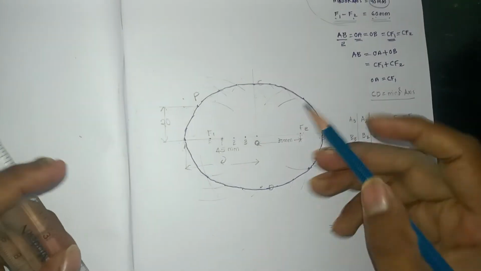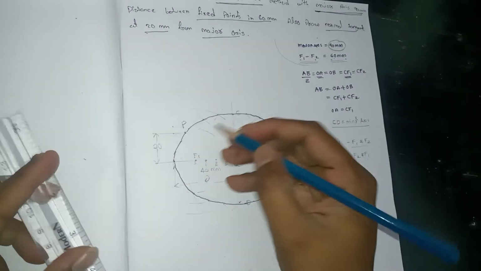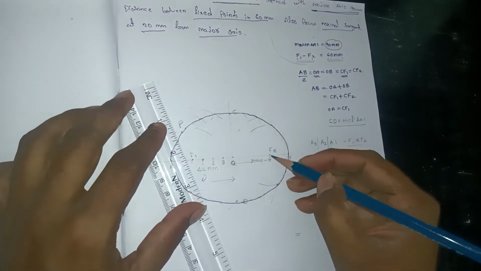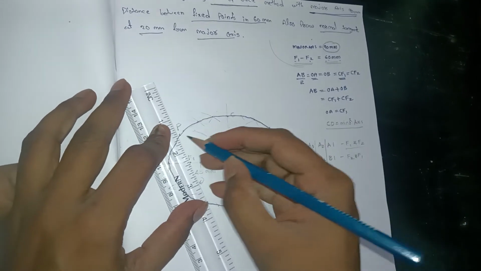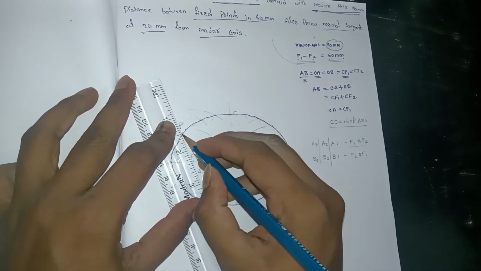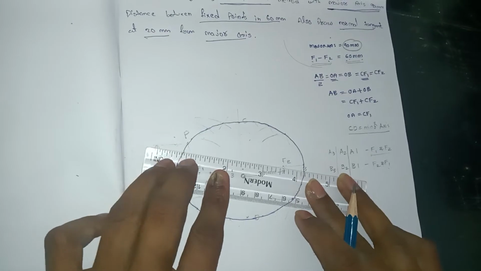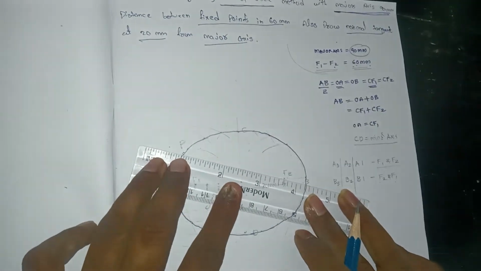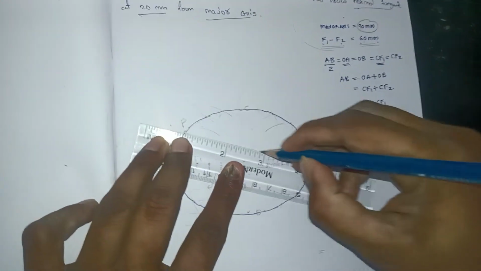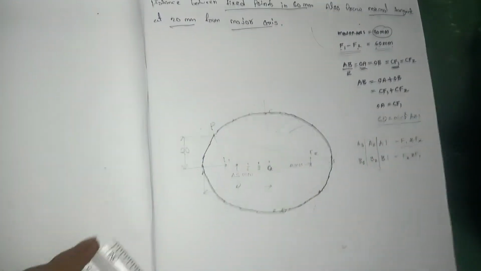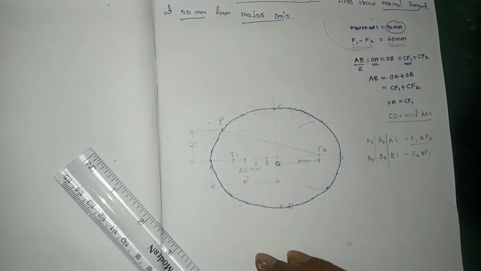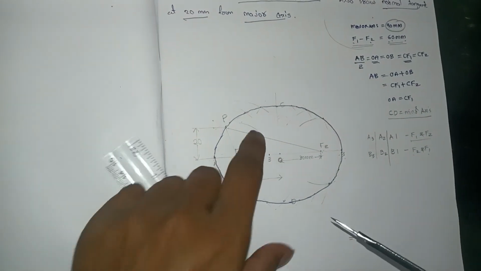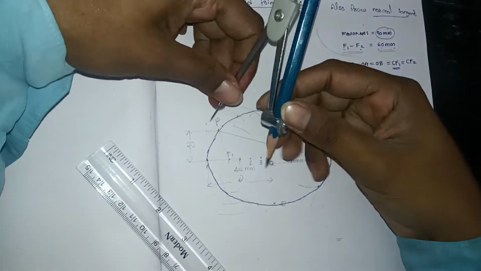Now you have to join F1 and F2 with point P. Okay. See, to draw the normal and tangent, we have to bisect this angle. We also bisect that angle.